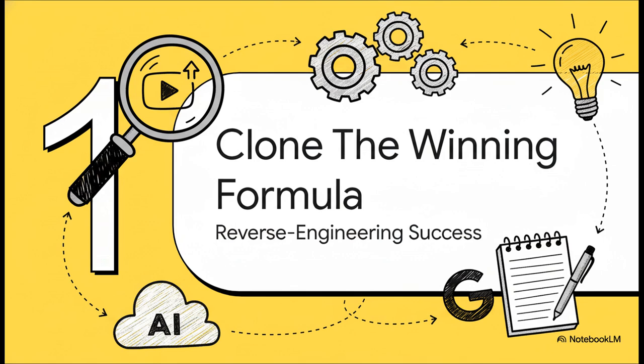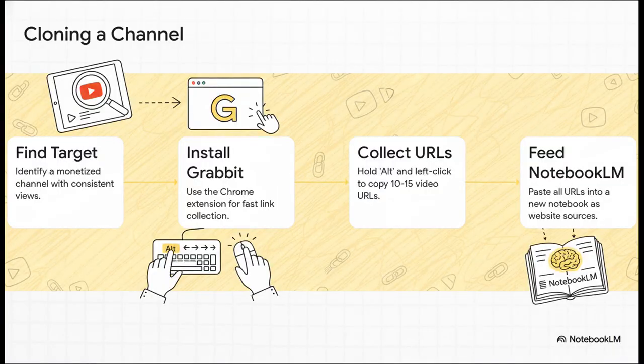Look, before you even think about creating anything, the smartest thing you can do is find out what's already working. We're going to use a totally free Google AI tool. It's called Notebook LM to find a successful channel in your niche and just extract its entire playbook. And this process is, well, it's incredibly efficient.